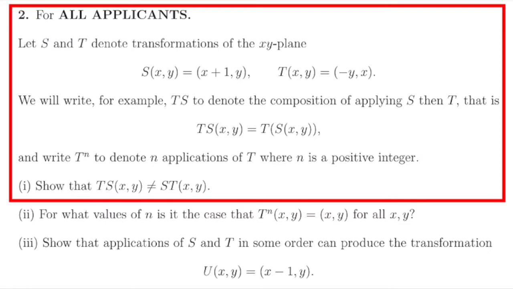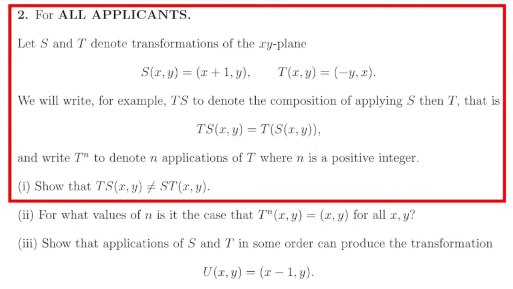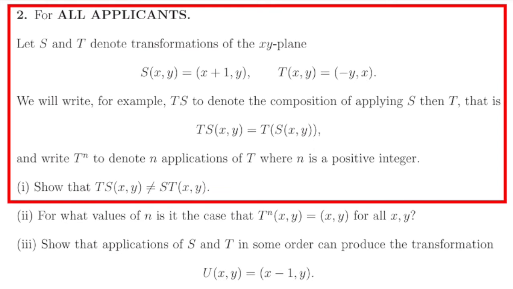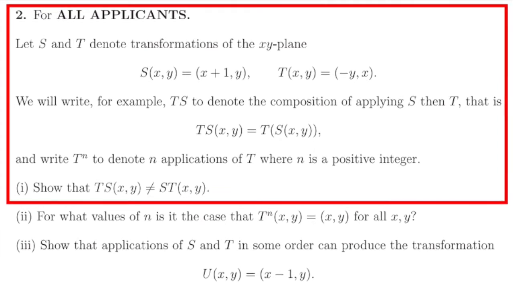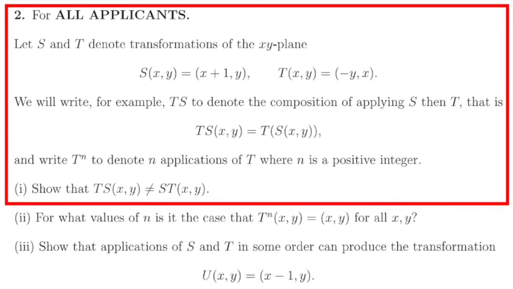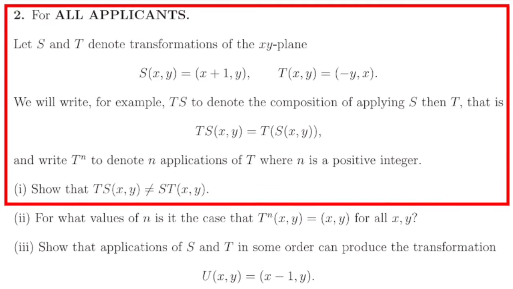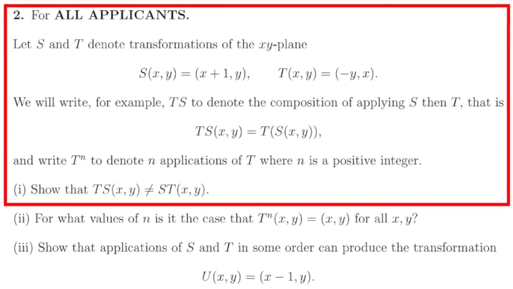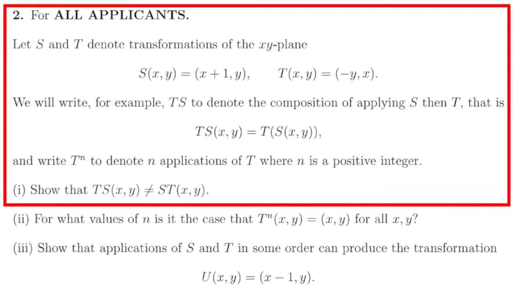We have 2 transformations, s and t, and these are given below. So s of (x, y) equals (x plus 1, y), t of (x, y) equals (minus y, x). And we'll have a look at what they do in a second. And then they define what the composition of 2 transformations is. Just what you'd expect. You just write the 2 letters next to each other and you compose the 2 transformations. And we also have the power of a transformation. So t to the power of n is just t applied n times.